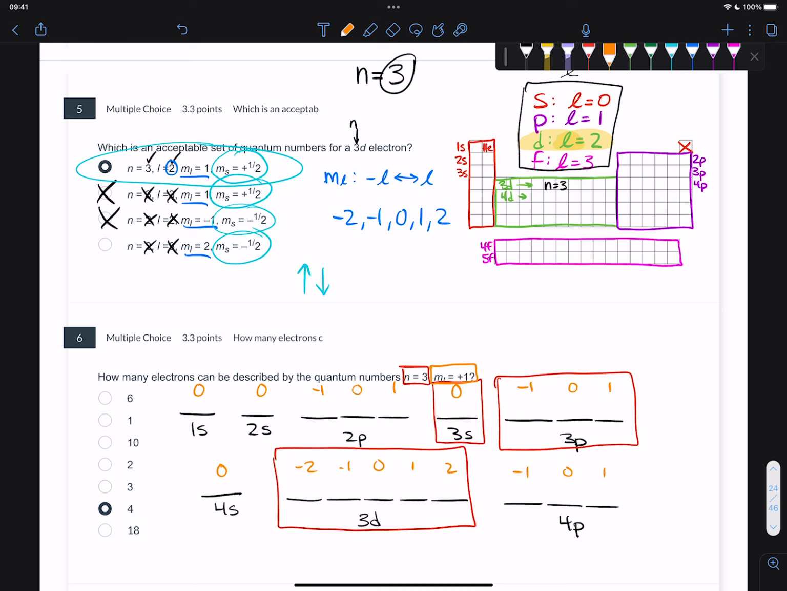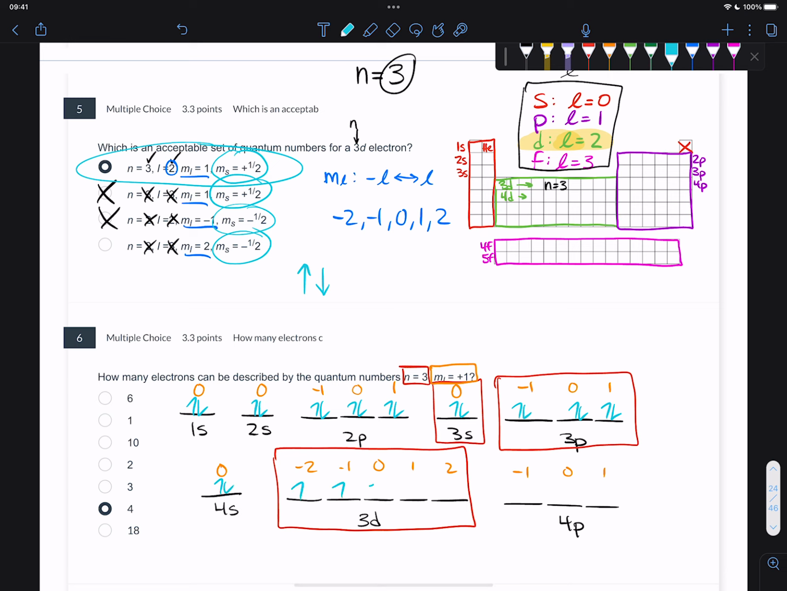Well, clearly, S can't have an ML equal to +1 because S has L's only equal to 0, right? So that doesn't make any sense. But what we do have is that, remember, every one of these little orbitals can hold 2. So we can do up, down, up, down, up, down, if we wanted to. Just to remind you, Pauli exclusion principle, Hund's rule, all that stuff. I'm not filling them out according to Hund's rule, but that doesn't matter. I'm just filling them out.